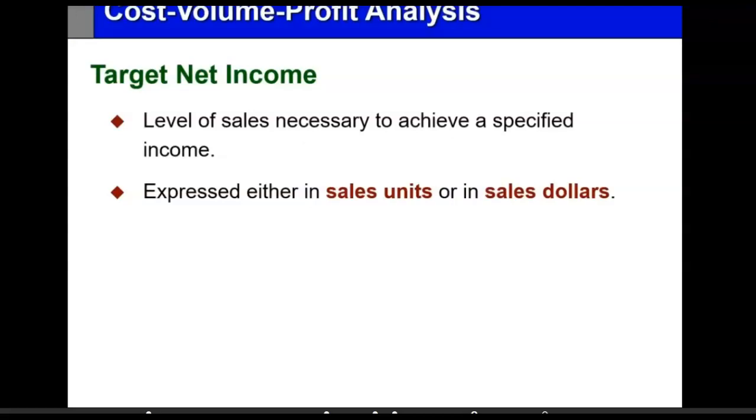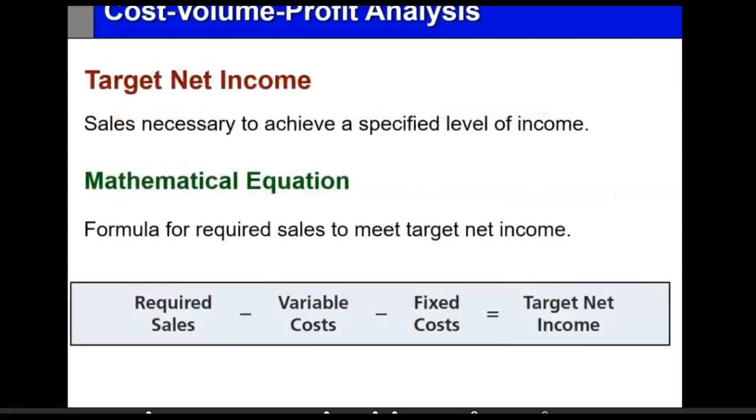Now, the next idea is to say, okay, that's fine. We can determine how much we need to get zero profit, but I want to know what level I have to achieve to earn a certain net income. That's called target net income. And again, it can be expressed in units or dollars. Now, when I think about target net income, I'm looking for the required sales, enough to cover my variable costs and cover my fixed costs, and give me a target net income. So there's my mathematical equation.